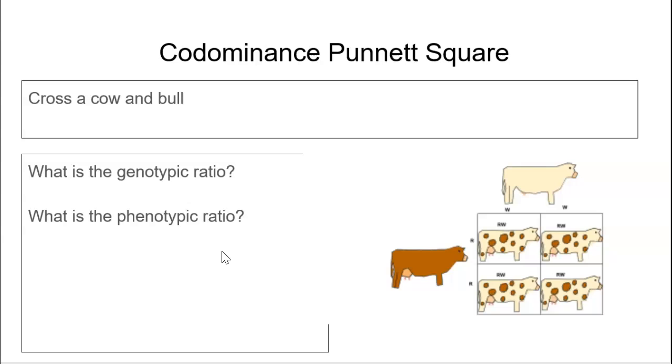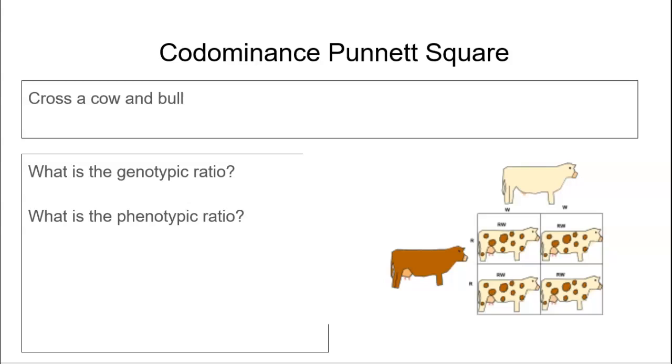For codominance, cross the bull with the cow. We have a red one, or maybe some people call it roan, and white. Cross a red and white. What do you get as the offspring? What's the genotypic ratio? What's the phenotypic ratio?